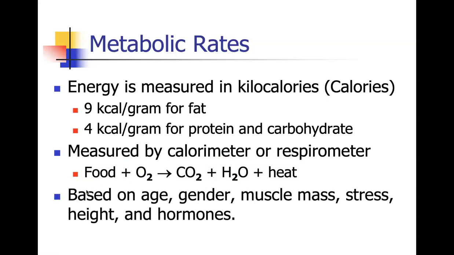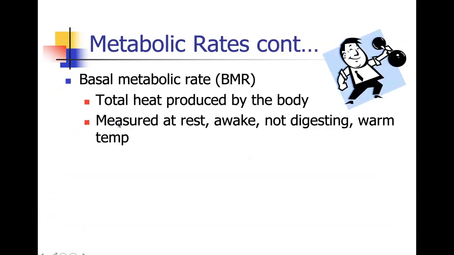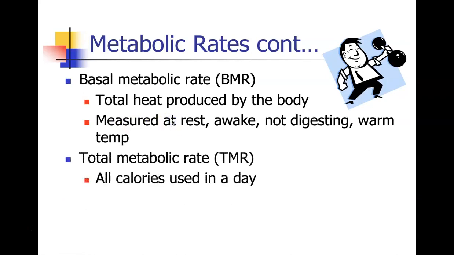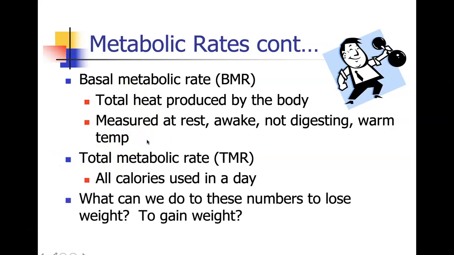Metabolic rate, though, varies, and it varies based on age, gender, muscle mass, stress, height, hormones, activity, so many other different components. So there's a large variation in metabolic rate. Basal metabolic rate is the total heat produced by the body. It's measured at rest when you're awake and not digesting in a warm temperature. That's your basal metabolic rate. Total metabolic rate then is all the calories used in a day. So this is going to include basal metabolic rate plus all your activities.